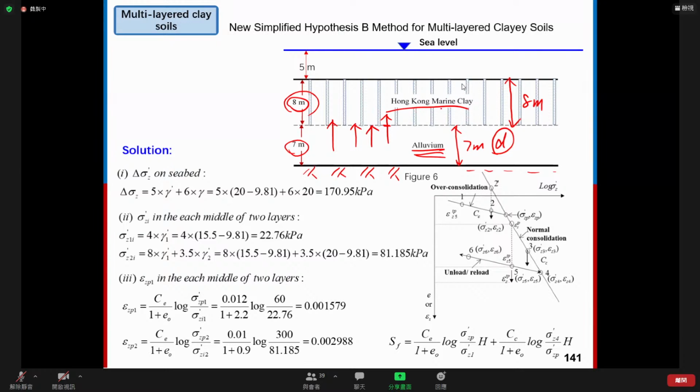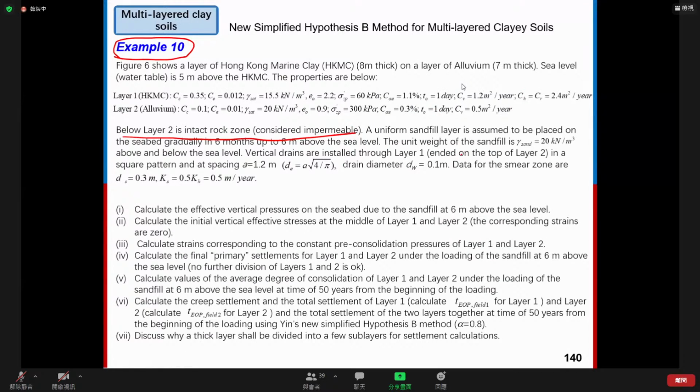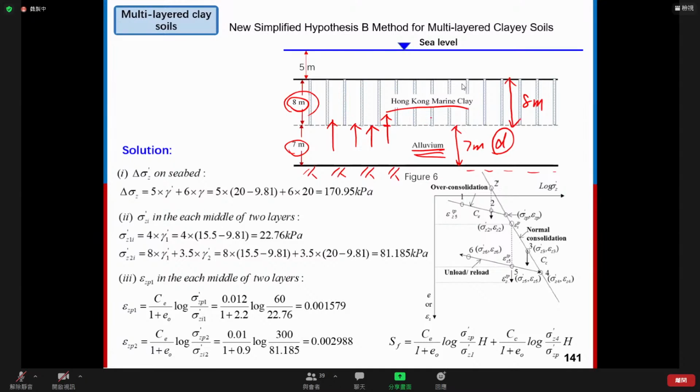And the second thing is, for Hong Kong marine clay, we have the vertical drain. The vertical drains are only installed through layer 1, ending on the top of layer 2, which has been drawn here. This is the vertical drain.